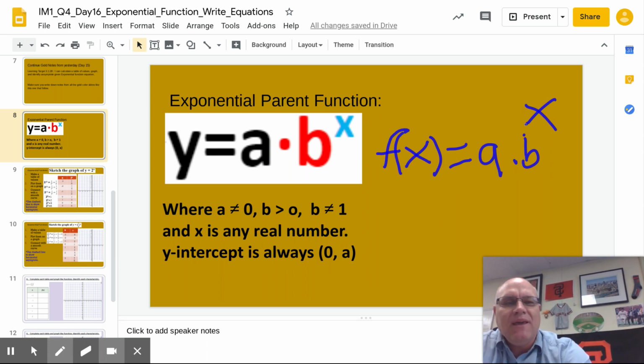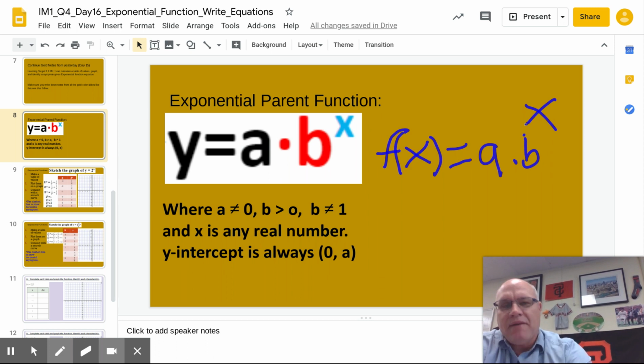All right. The b value will never be a negative number. The b value will never be 0. And the b value is always going to be greater than 0, and with one exception, it will never be 1. Why won't it be 1? Because if it's 1 to whatever power, it's going to be 1 every time. So then you'd have just f of x equals a. So that would be a horizontal line somewhere. It would not be an exponential curve that you're going to see today when we graph these.